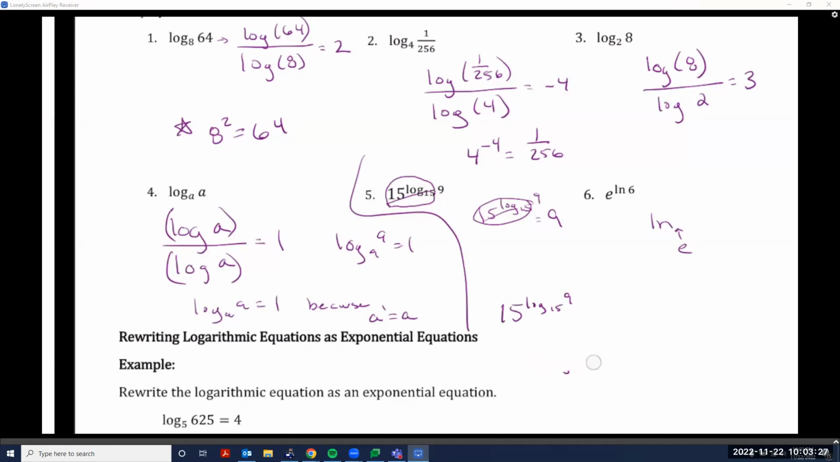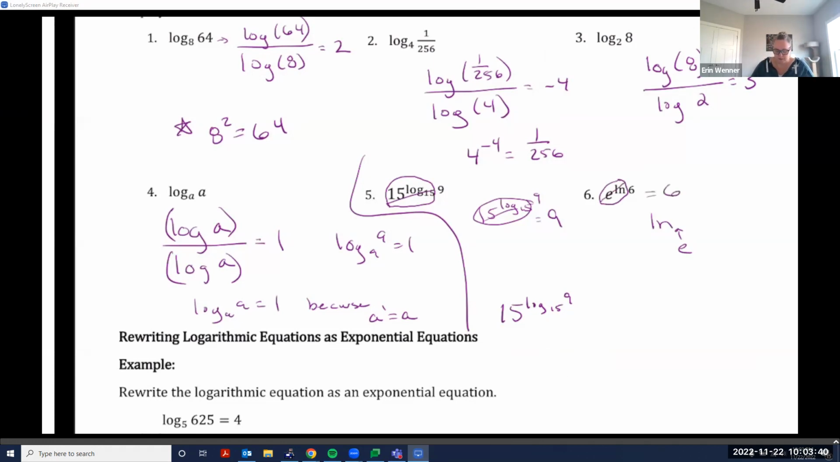Okay. So because e and ln are inverses of each other, raising e to the ln will cancel that out and it'll just equal 6, much the same way 15 to the log base 15 cancels. They cancel each other by raising it to its inverse exponent. They cancel out and it just equals the value.